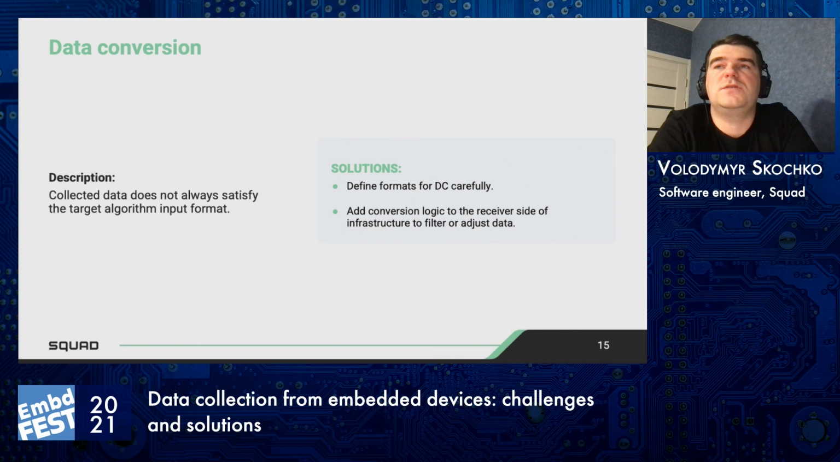The first one is to define formats properly and carefully to balance device capabilities and requested format. And the second one is to add conversion logic to the receiver part of your infrastructure. Also, you can do some filtering or data adjustment on the receiver side. It allows to decrease system load on the target device.